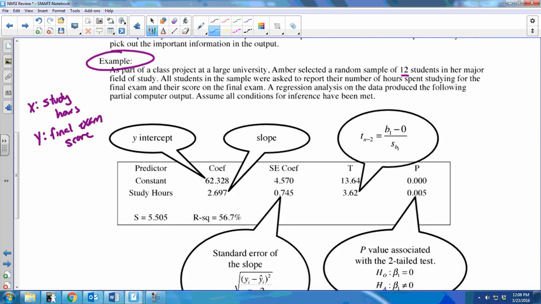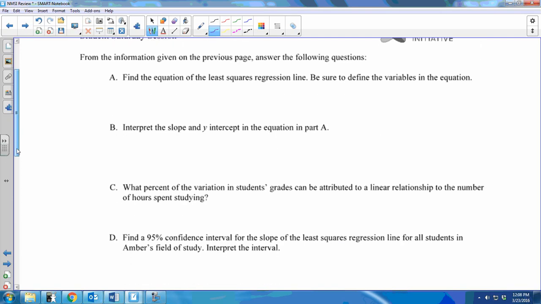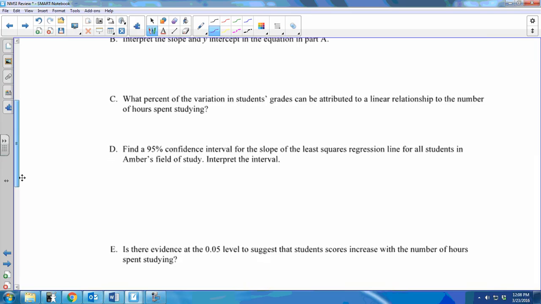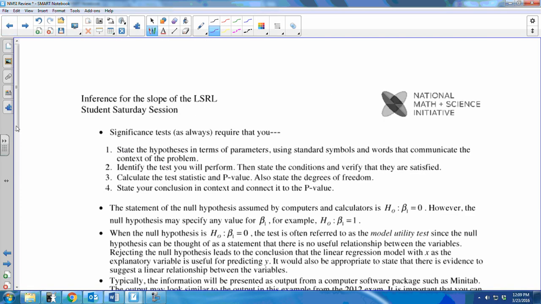A regression analysis on the data produced the following partial computer output. Assume all conditions for inference have been met. Okay? I'm going to skip some questions, but on the next page, we're going to do D, where it says find a 95% confidence interval for slope.